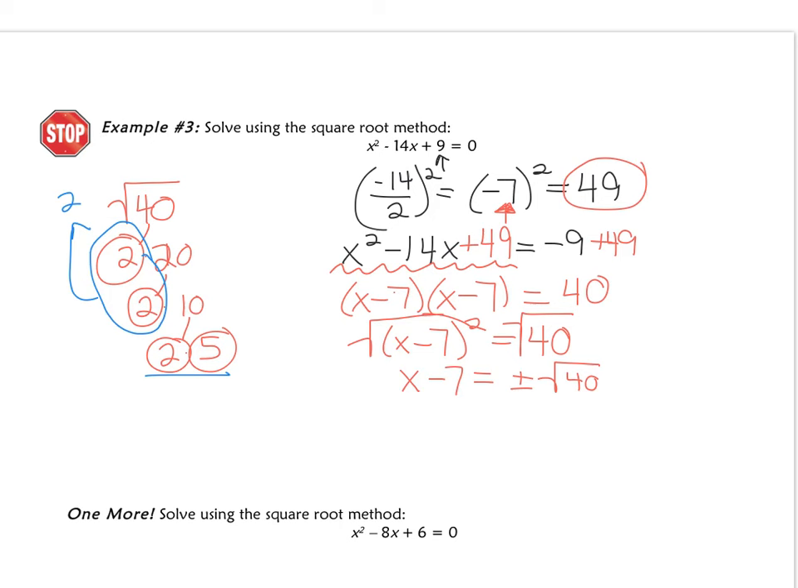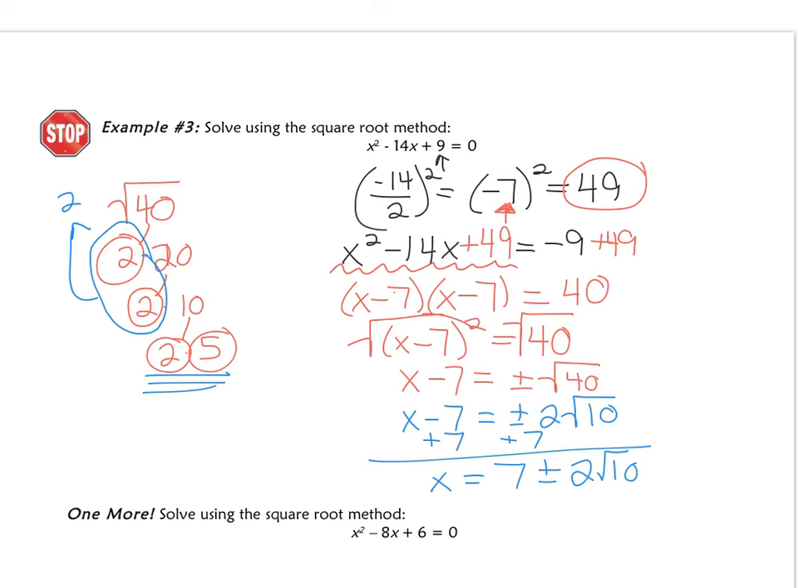And these two numbers have no partners to help them out, so they have to stay underneath the radical sign. So I have x minus 7 equals plus or minus 2 times the square root of, multiply these two numbers back together, it's 10. Add 7 to both sides, and we end up with x equals 7 plus or minus 2 square roots of 10. And that's my final answer.